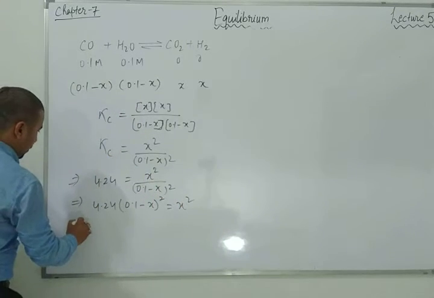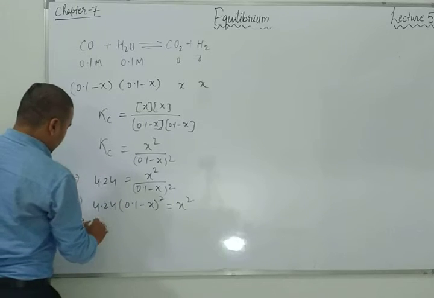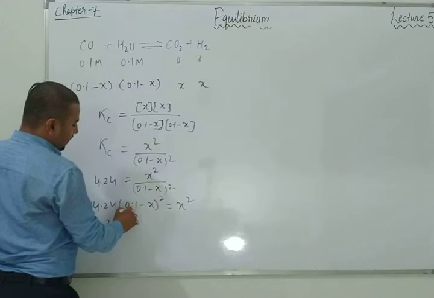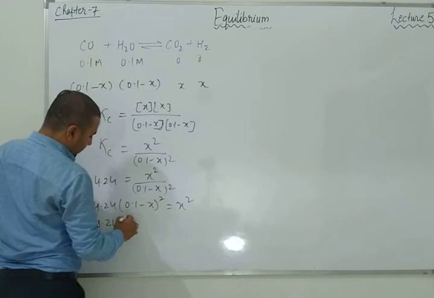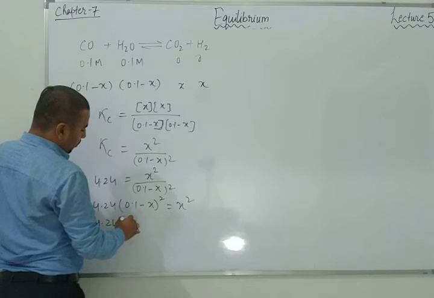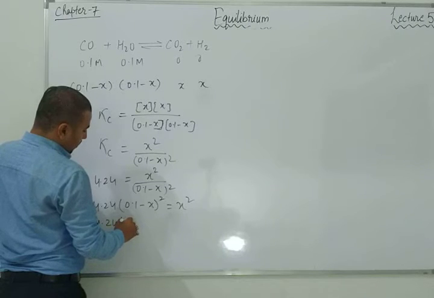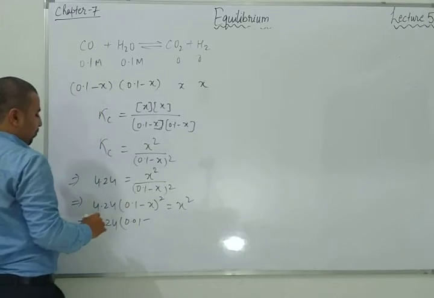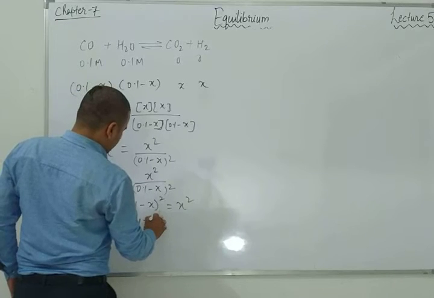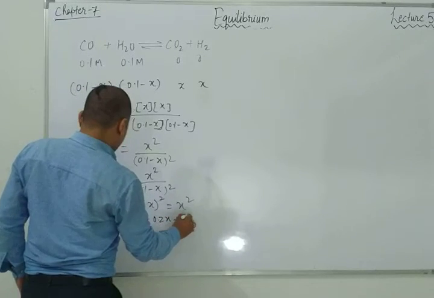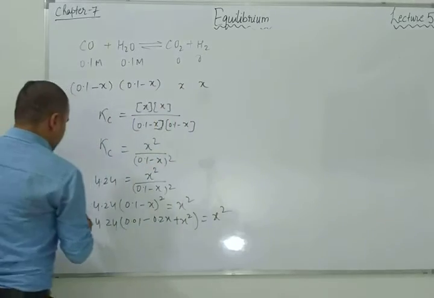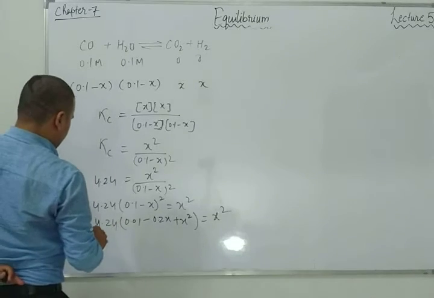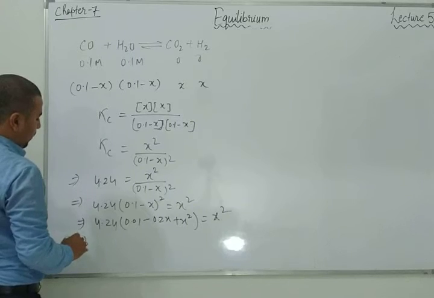Yeah, if you want to write the equation, then you can write here that first of all 4.24 into, now you can write here, this is a minus b whole square. A square means 0.1 upon 10 into 0.1 upon 10, 1 by 10 into 1 by 10, 1 by 100, 0.01, minus 2ab, 0.2x and plus x square is equal to x square, right? Now you are multiplying by 4.24, so 4.24 into 0.1 upon 100.